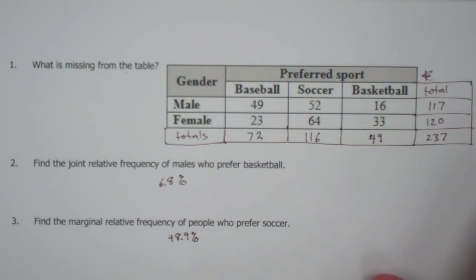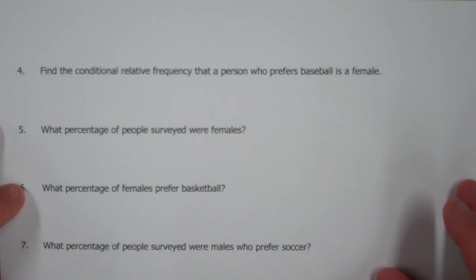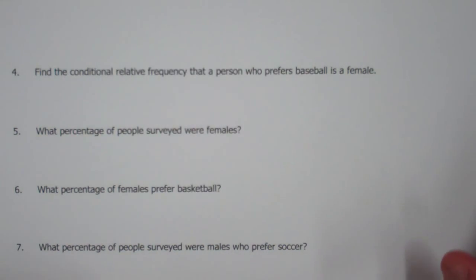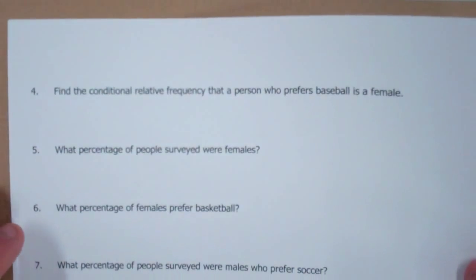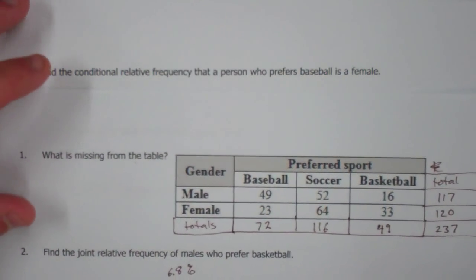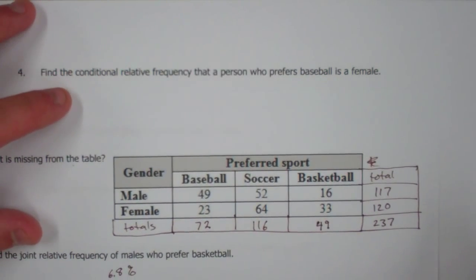We have a few more questions to answer, so I'm going to take this table away. It'll be right there though. And let's take a look at number 4. Find the conditional relative frequency that a person who prefers baseball, so that's the condition, the person has to prefer baseball, is a female. Well, let's look at our table.